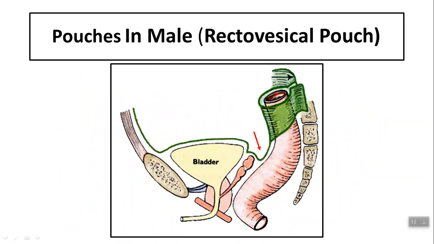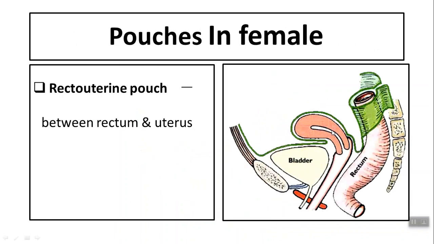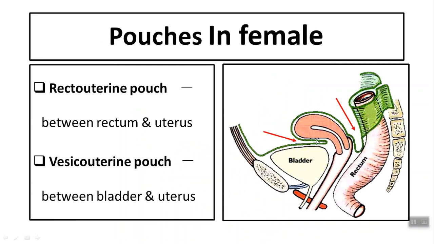This is in male: the rectovesical pouch, between the rectum and the urinary bladder. While in female we have the recto-uterine pouch between the rectum and the uterus, and we have the vesico-uterine pouch that lies in between the urinary bladder and the uterus.